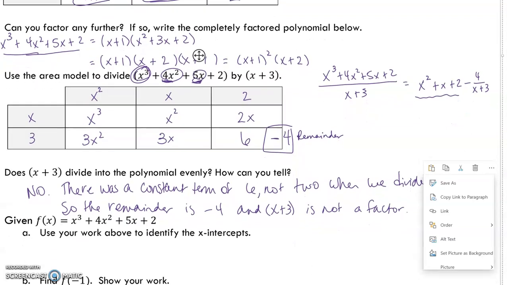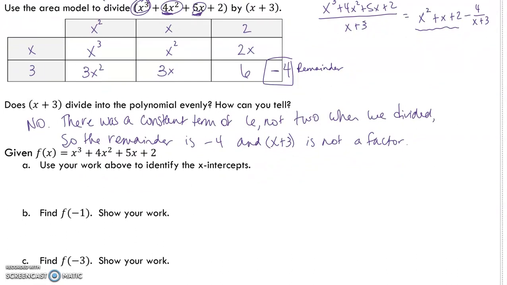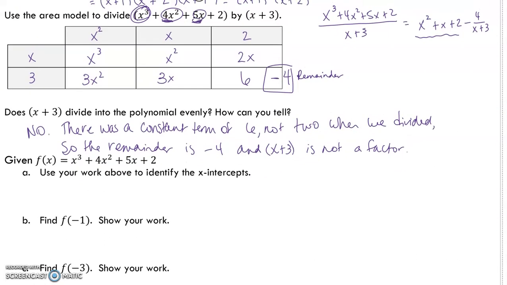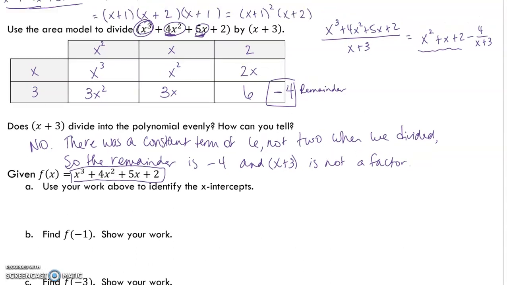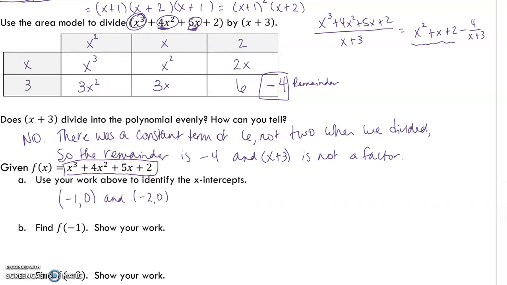So going down here, given f of x is equal to x cubed plus 4x squared plus 5x plus 2. Okay, same polynomial. Use your work above to identify the x-intercepts. This was going back to the original polynomial we had at the beginning. Well, this factored into x plus 1 squared and x plus 2. So that means my x-intercepts are (-1, 0) and (-2, 0). Okay. Find f of -1, show your work.